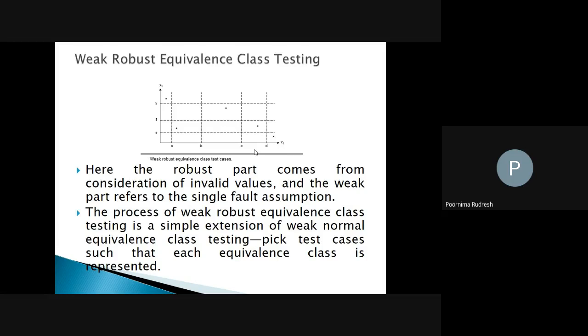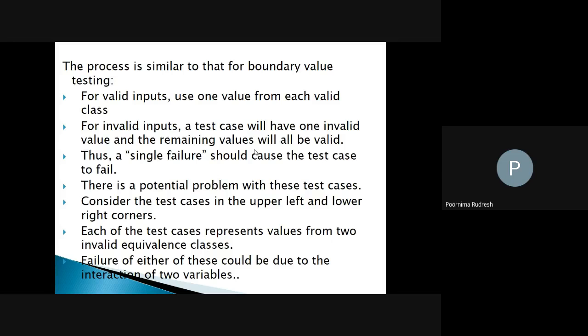Because we are extending the weak normal test cases to the robust values. In the weak normal we are considering the single fault assumption test cases, but for robustness we are considering the invalid values. And the process for weak robust equivalence class testing is similar to the boundary value testing process. Here, for the valid inputs, we'll use one value from each valid class, and for the invalid inputs, a test case will have one invalid value and the remaining values will be valid.